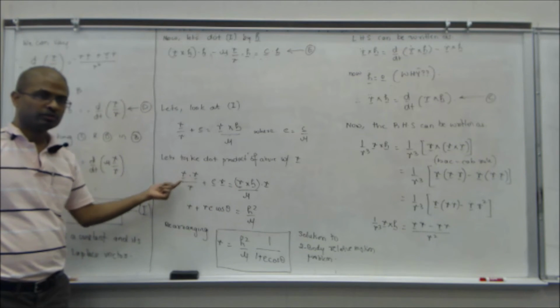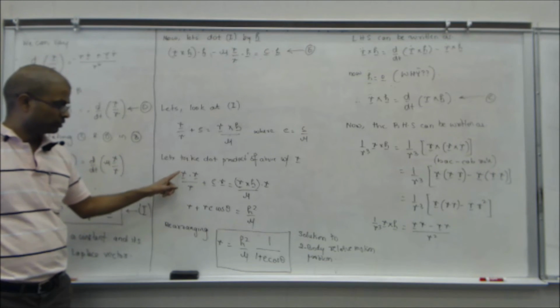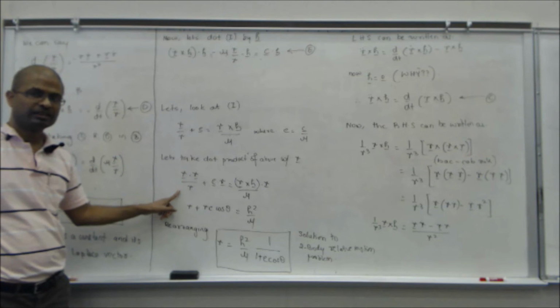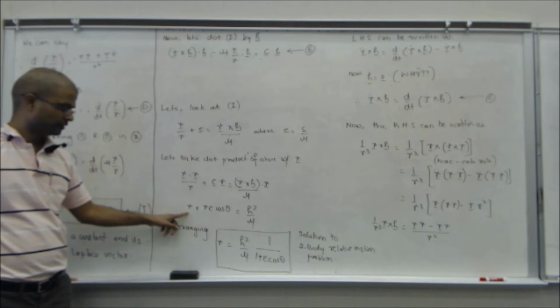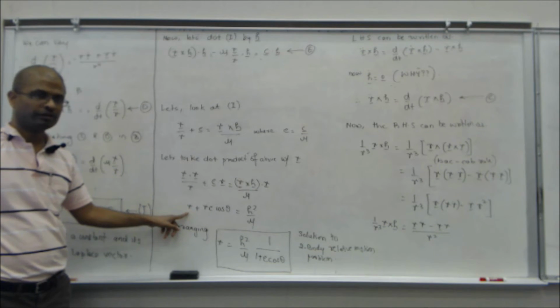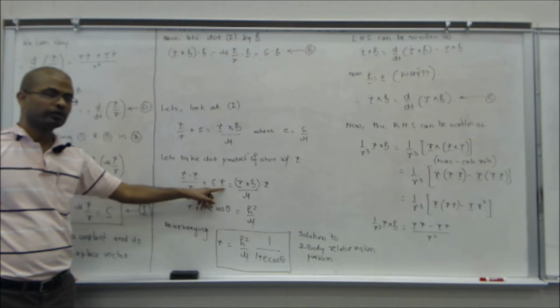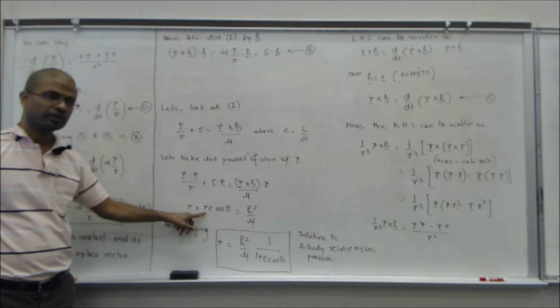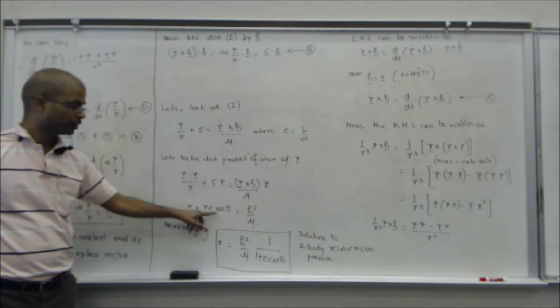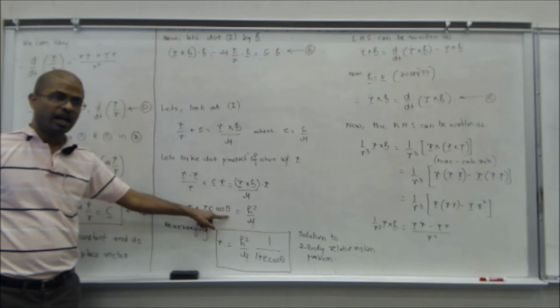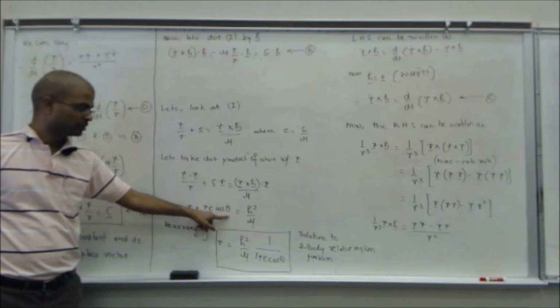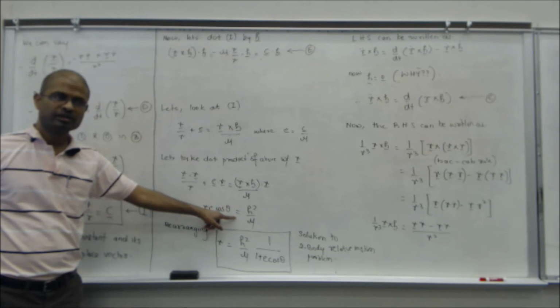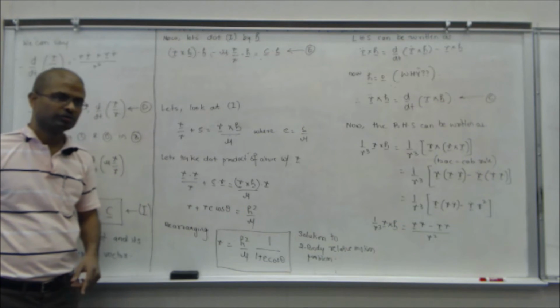R dotted with R is what? R square. R square over R is? R. Okay. Plus E dotted with R is what? This is the definition of dot product. Scalar R or magnitude of vector R, magnitude of vector E into cosine theta, where theta is the angle between R and E. How did we get this? H square over mu.